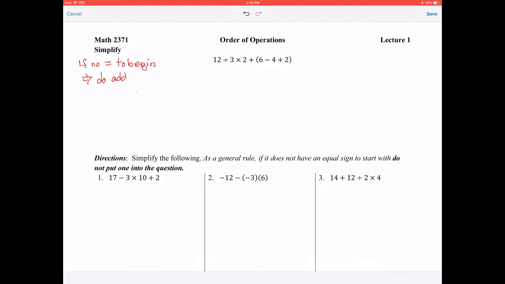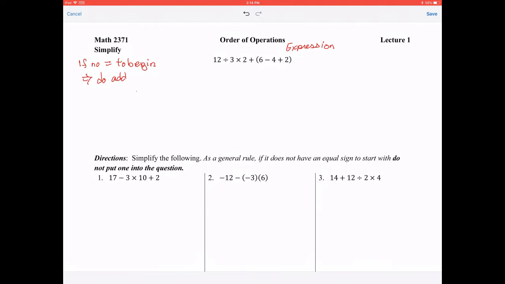So does this statement, this expression, this is an expression, okay? This is not an equation, all right? This is an expression. So does this expression have an equal sign? The answer to that is no. Do I put one in? The answer to that is no. All right, next thing. What do my order of operations tell me to do first? It tells me to work within the grouping symbols.